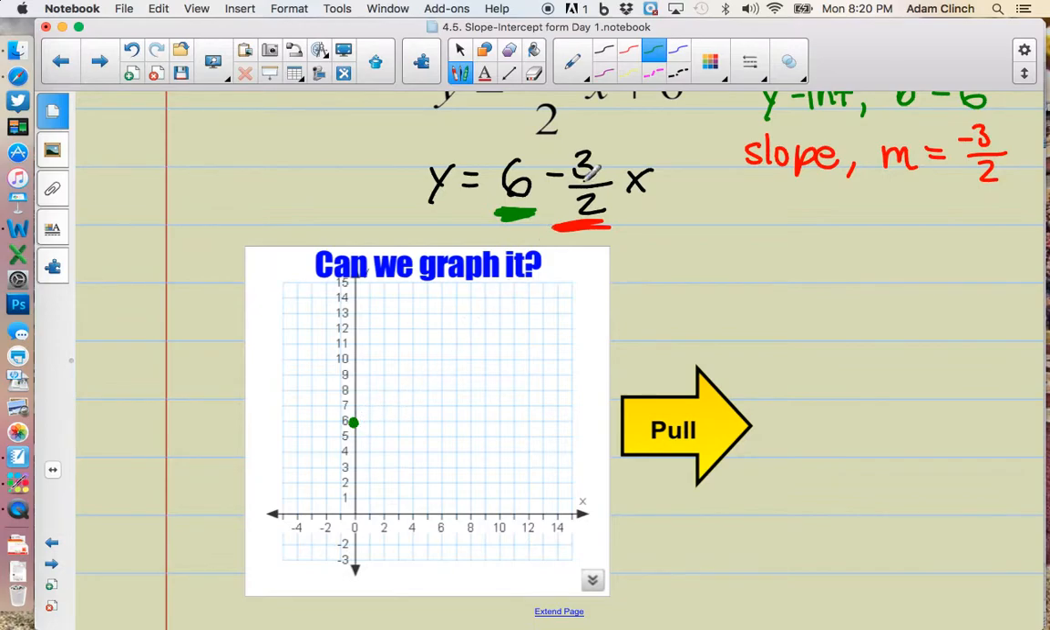How is my line changing? Well, my slope is down 3, right 2. So from here I go down 1, 2, 3, right 2, put down a point. I could do it again if I want to get another point. I go down 1, 2, 3, right 1, 2, have a couple points. And now I can sketch in my line. My line looks like that. All I needed was my y-intercept and my slope. Okay?